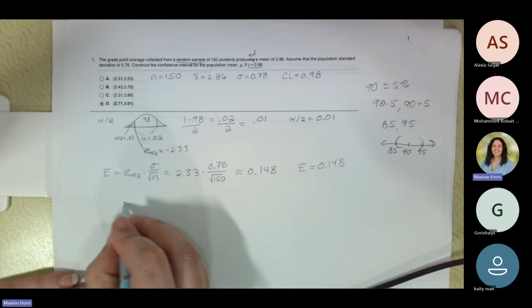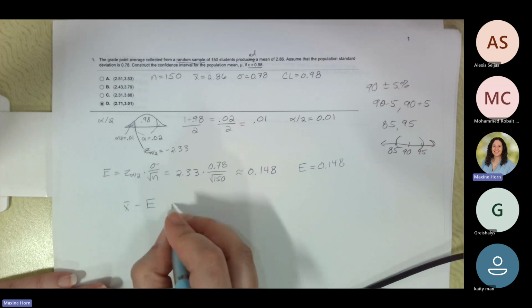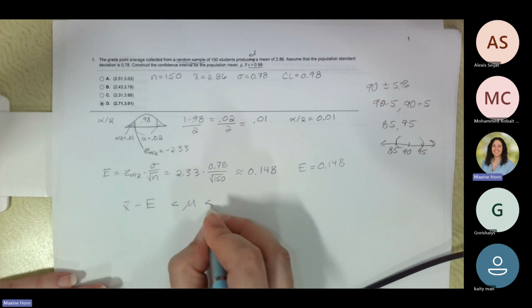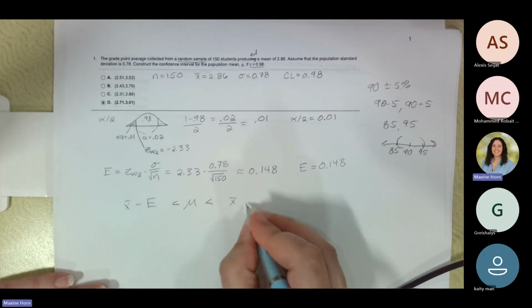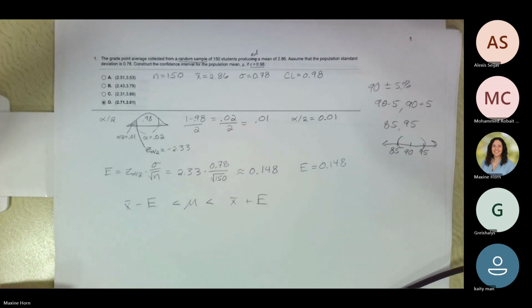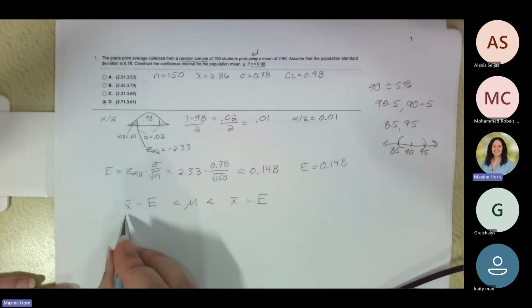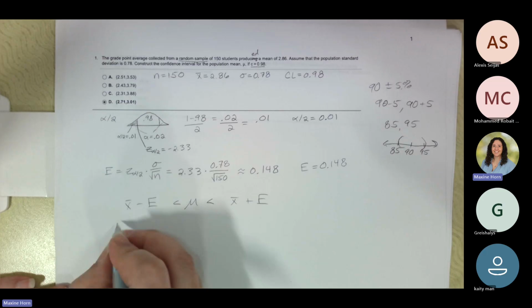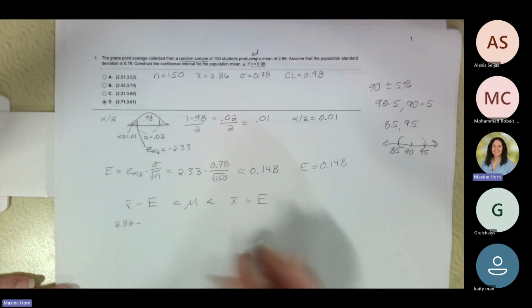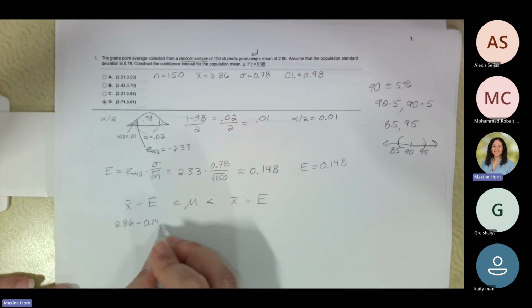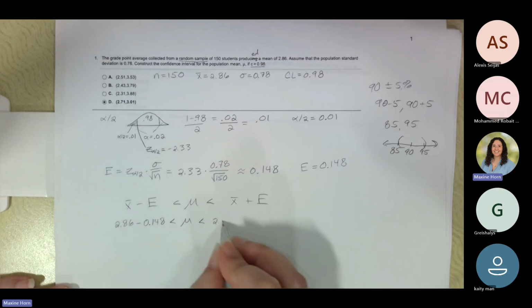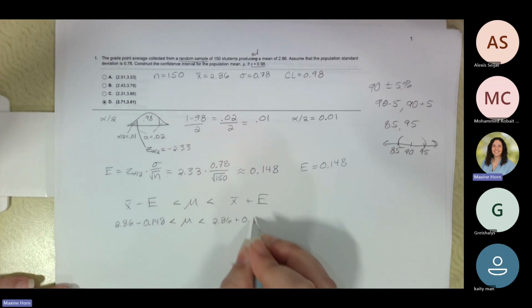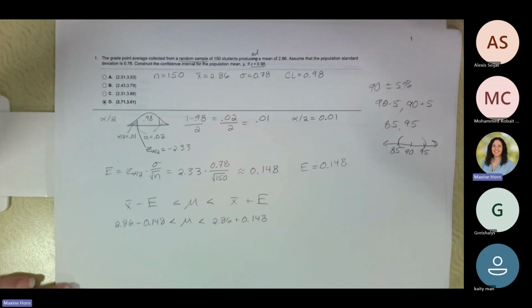So we're going to do our sample statistic minus our margin of error is less than our population parameter, which is less than our sample statistic plus our margin of error. So our sample statistic, our X bar, our sample mean, was 2.86. And from that, we're going to subtract 0.148. And then 2.86 plus 0.148. Okay.